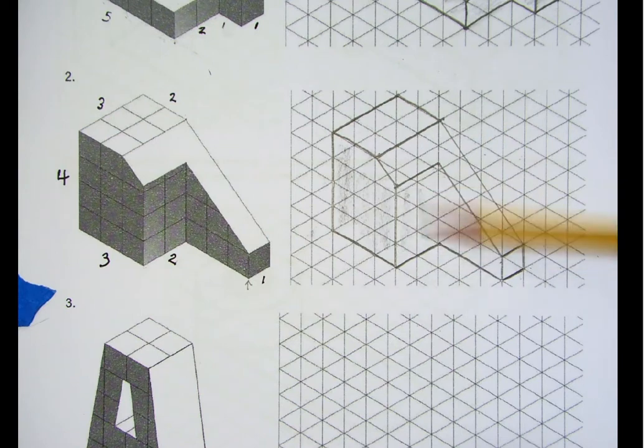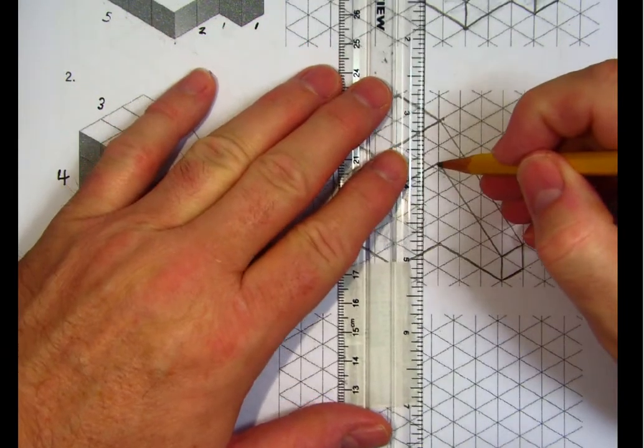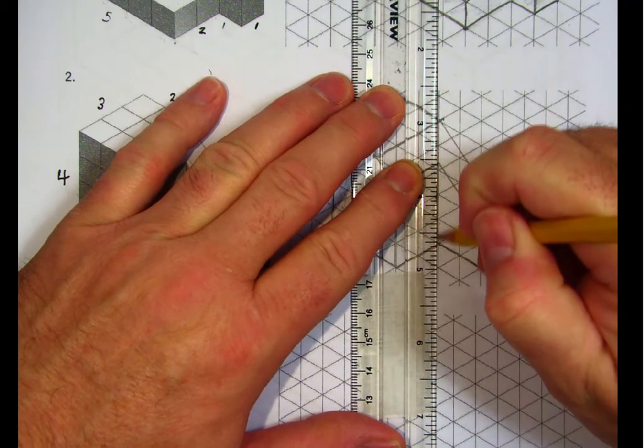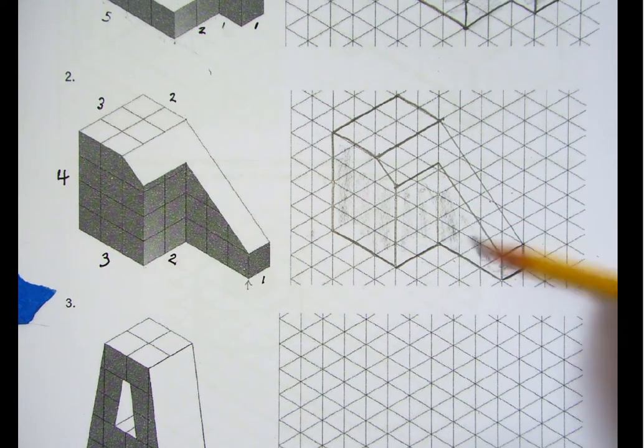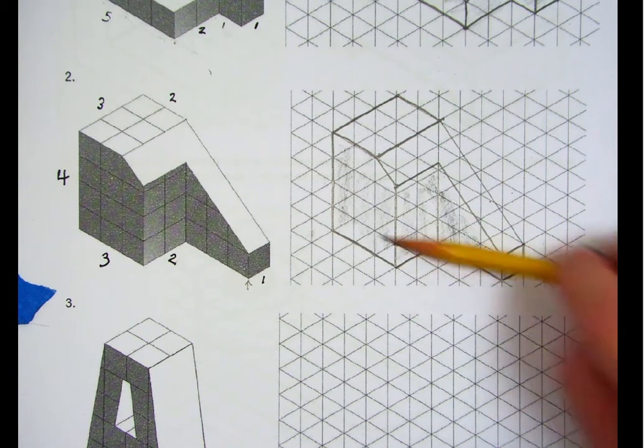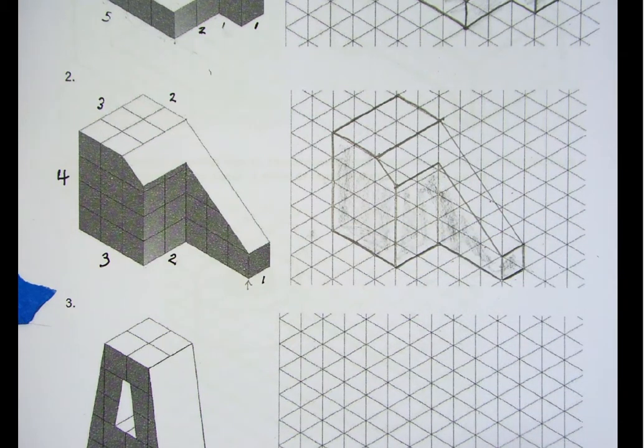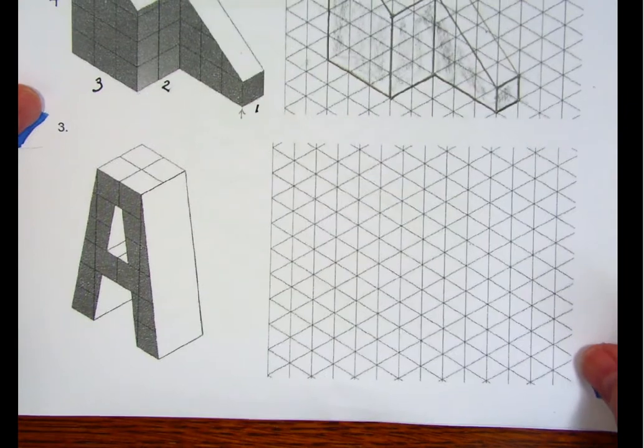Again, that's that face. Oops, I did forget one. So the interior vertical edge needs to be drawn in. So again, I'm not really matching the shading. So there we go. All right, I think we got it. Now let's do the letter A, which is the next one here.